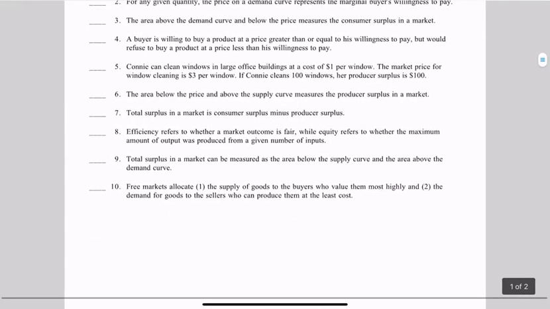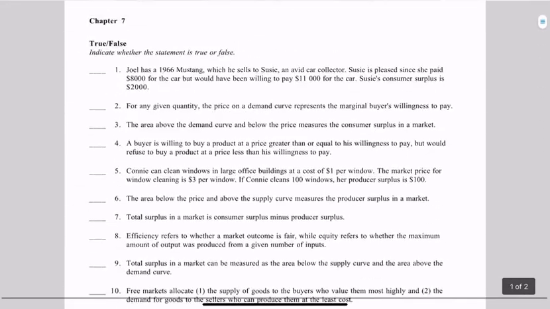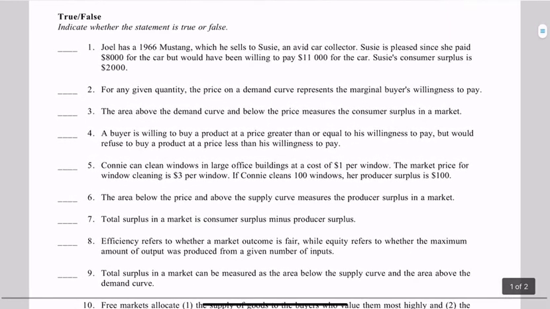Okay, we basically have 10 true-false problems here. So first, Joe has a 1966 Mustang, and he sold the car to Susie. And Susie is pleased because she paid $8,000 for the car, but would have been willing to pay $11,000 for the car. So Susie's consumer surplus is $2,000.